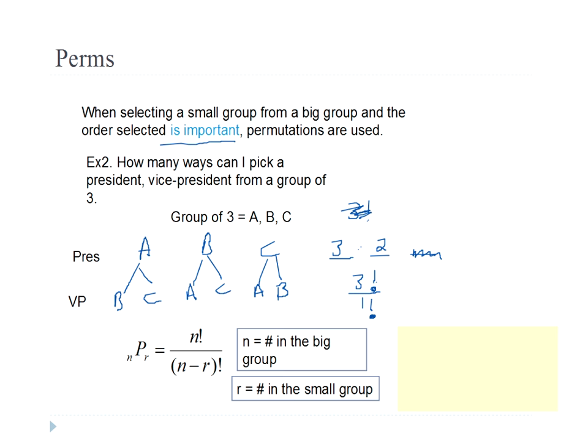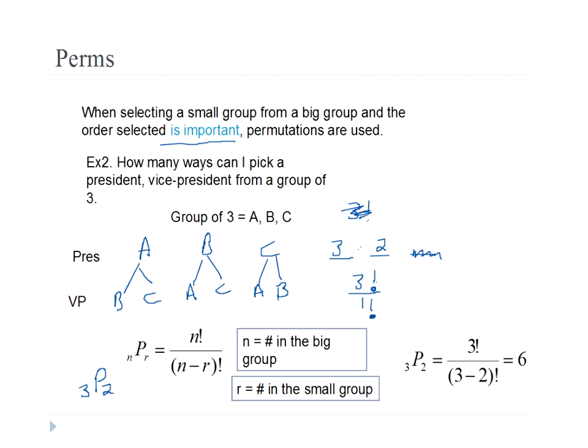Now, when we use this notation, we can use nPr, where n is the big group and r is the small group. So in our case, we would have 3 as the big group. We're picking 2 out of that. And so 3p2 gives us this value of 6. 3 factorial divided by 3 minus 2 factorial equals 6.